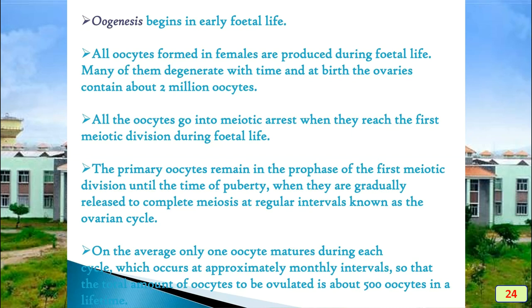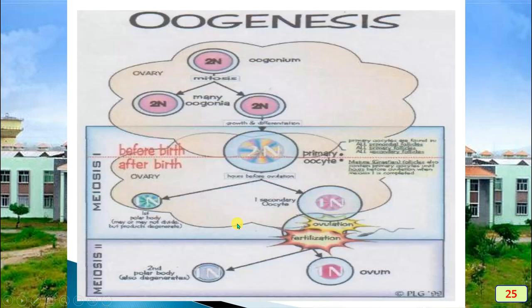Usually on average only one oocyte matures during each cycle, which occurs at approximately monthly intervals, so the number of oocytes to be ovulated is about 5,000 oocytes in the life span. Here you can see oogenesis starts with the oogonium, just like the spermatogonium. In the ovary, many oogonia are produced before birth, and after birth the ovary goes through the different ovulation process.